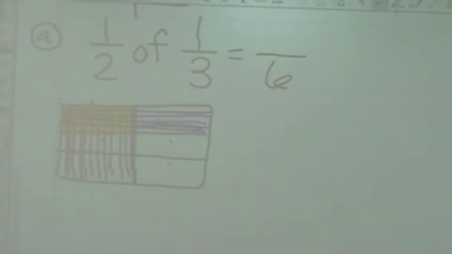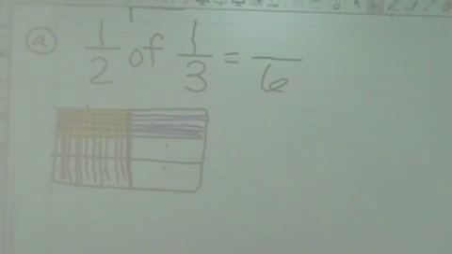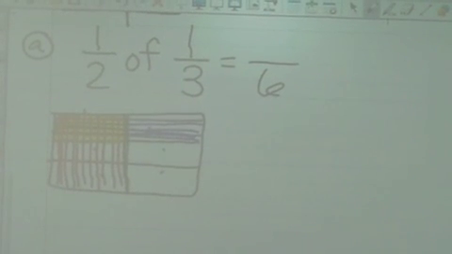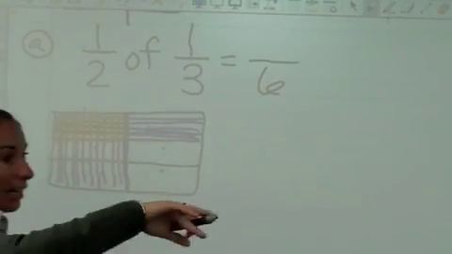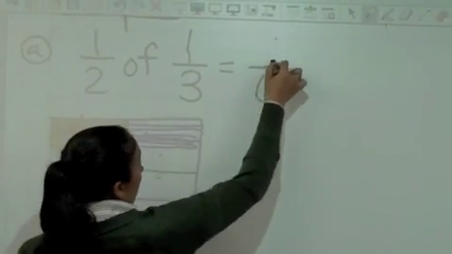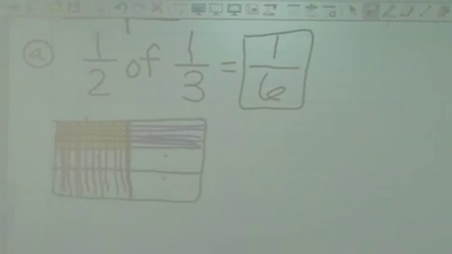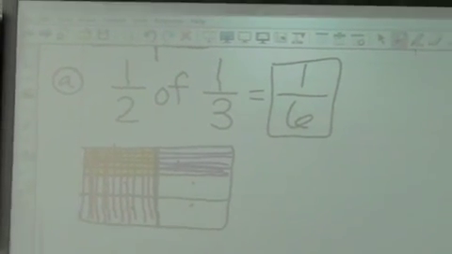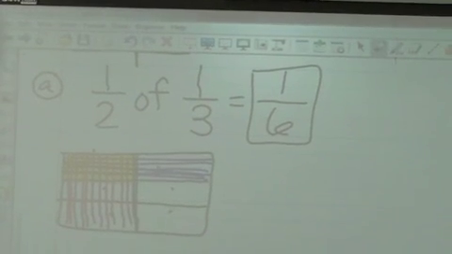Now, if I only get 1/2 of that third, how many pieces did I get? Ivana? 1. Nice job. So let's see if we can step it up a little bit and look at a time where we're not dealing with numerators that are both 1.